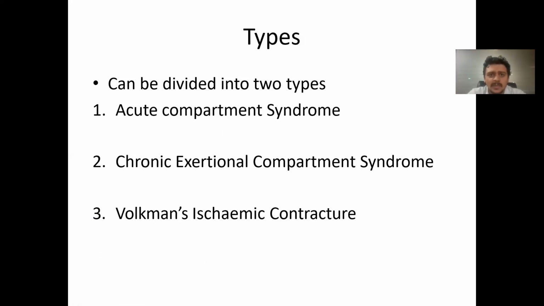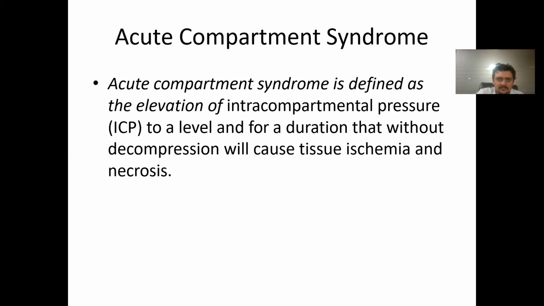Compartment syndrome can be divided into 2 types mainly: acute compartment syndrome and chronic exertional compartment syndrome. The third one, Volkmann's ischemic contracture, is actually the complication of the acute compartment syndrome. Now the definition of acute compartment syndrome. Acute compartment syndrome is defined as the elevation of the intracompartmental pressure to the level and for the duration that, without decompression, it will cause tissue ischemia and necrosis.